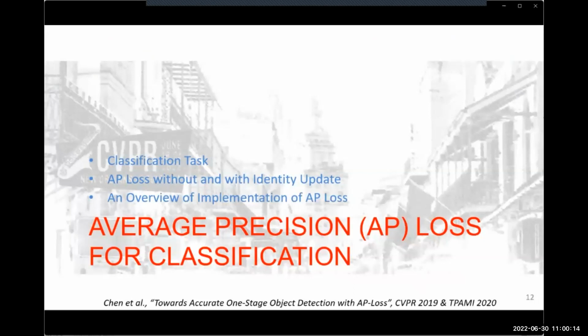Now I will continue with average precision loss, AP loss in short. In this part, I will revisit the classification task, derive average precision loss without and with identity update, and finally I will provide an overview of the implementation of AP loss.